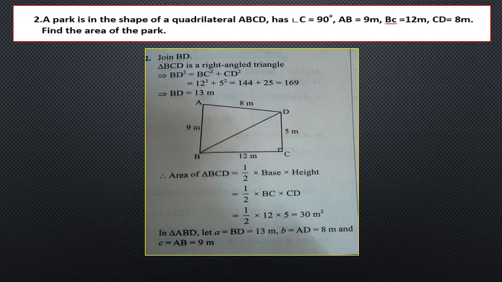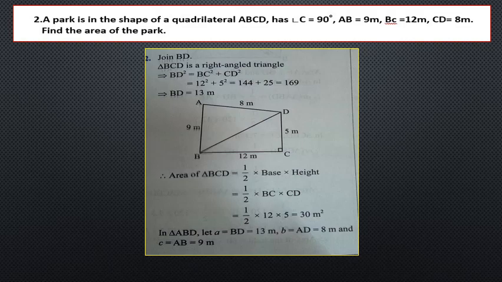Now we can find the area of the right angle triangle BCD. So area of the triangle BCD is equal to 1 by 2 into base into height. So 1 by 2 into our base is 12 and height is 5. So BC into CD. So half into 12 into 5 is equal to 30 meters square. So area of triangle BCD is 30 meters square.